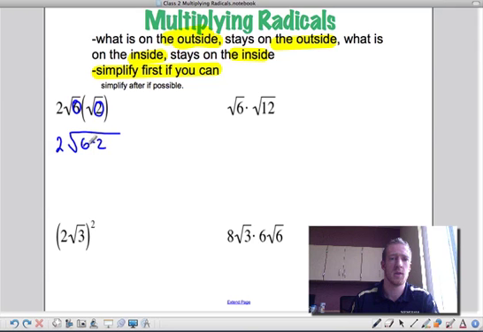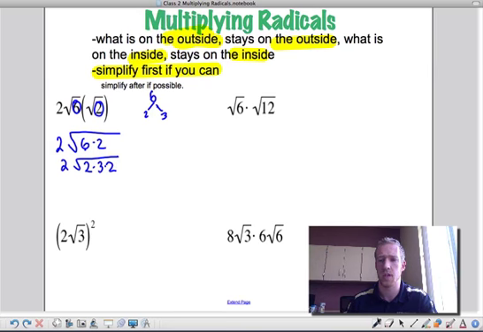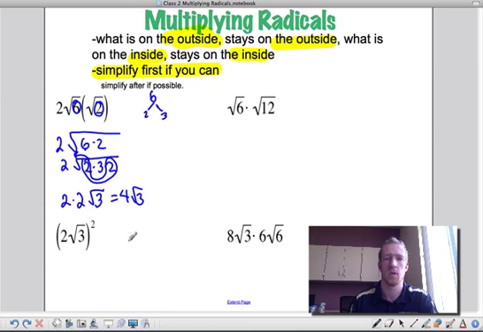Alright, now before I even multiply that to get a 12, I want to do my prime factorization thing from the lesson before. So 6 is a 2 times 3. So this is like 2 root 2 times 3 times 2. So now since I have a pair, I'm going to circle my pair and take one out. So I've got 2 times the 2 I took out times root 3 equals 4 root 3.